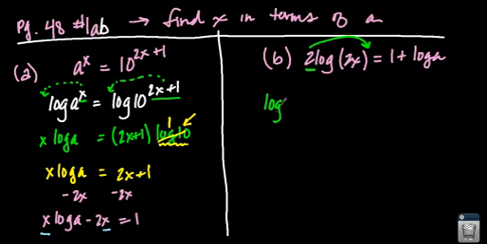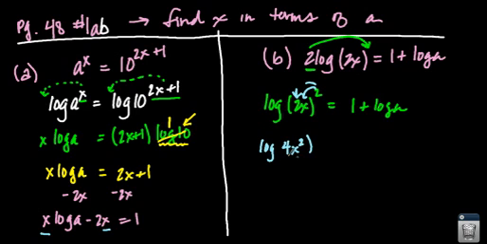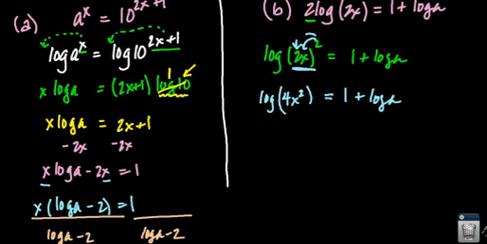So we're going to say the log of quantity 2x squared equals 1 plus the log of a. Now I'm going to simplify that because this 2 applies not only to the 2, but also to the x. So we end up with log of 4x squared. I just applied the exponent to this term. Now I have log 4x squared equals 1 plus the log of a, and this is right where we want to be.